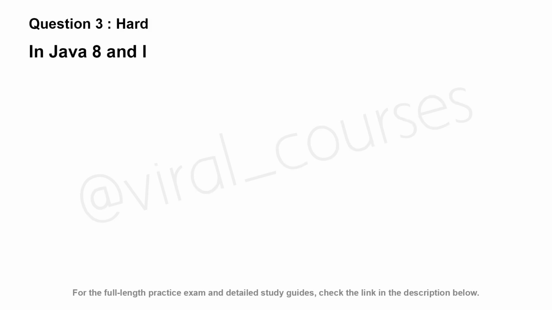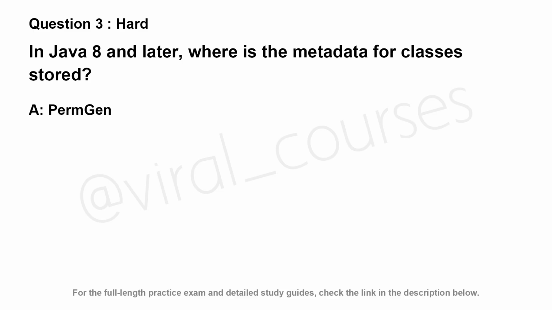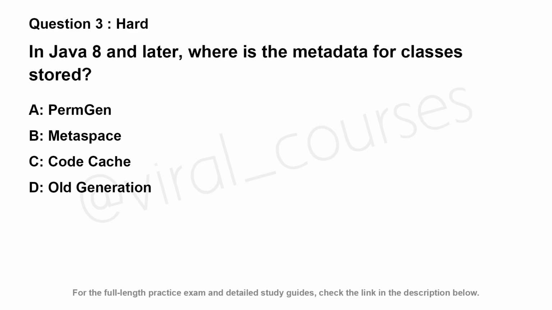In Java 8 and later, where is the metadata for classes stored? Option A, perm_gen. Option B, metaspace. Option C, code cache. Option D, old generation.